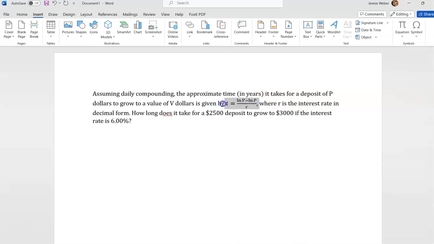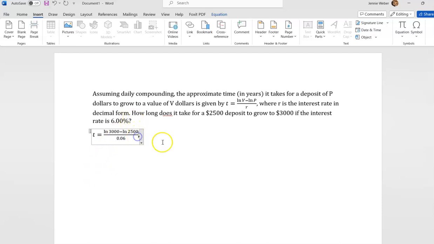So I'm going to take this down here. And I'm going to put in my V, which is 3,000. So we end with P is our starting one, 2,500. And then this is in decimal form. So remember, decimal, you divide by 100 or move the decimal place to the left 2 places, however you remembered it.